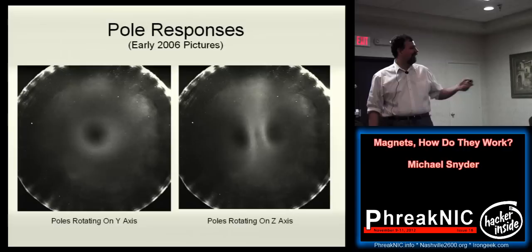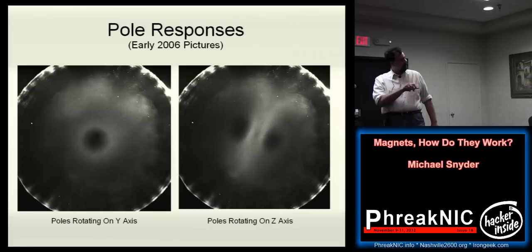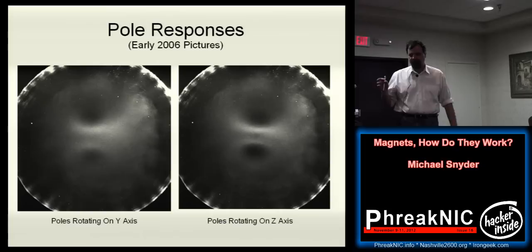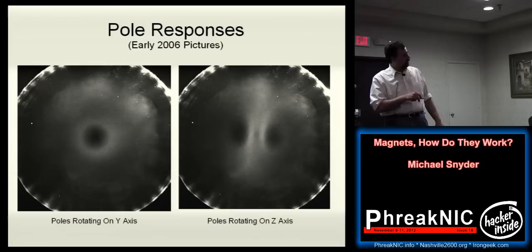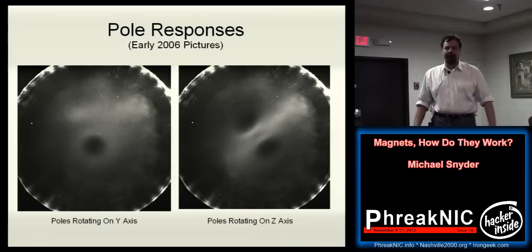Okay, so in 2006, I'm an undergrad, and I get these pictures. Now this is real low power LEDs. I use much stronger stuff nowadays. Remember we were talking about dipoles, and permanent magnets are dipoles. So in one picture, I have a dipole rotating counterclockwise, and in this one, I have a dipole flipping end over end. You can imagine being an undergrad getting pictures like this, and the professor's looking at them. What is that? I don't know.